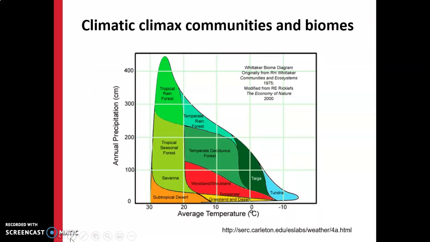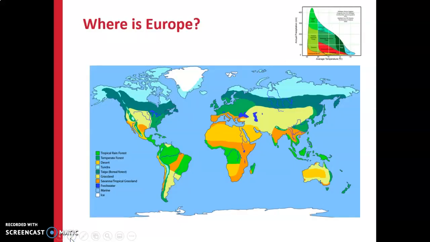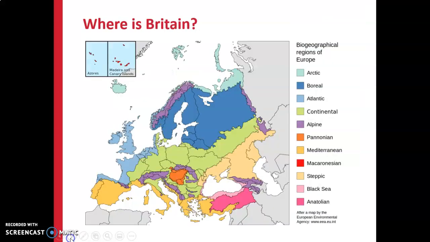These are referring back to this biome diagram, which I think was in the previous lecture, and talking about climatic climax communities and biomes. Straightforward, I think. In terms of Europe, where is Europe in terms of world biomes? Well, it's a temperate forest area with broadleaf deciduous tree species, the main climatic climax vegetation. And then these are different types of biogeographical classification.